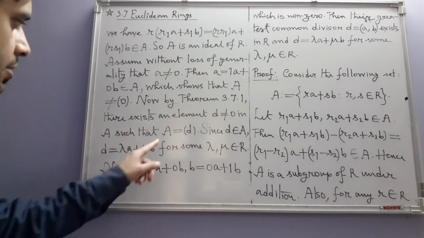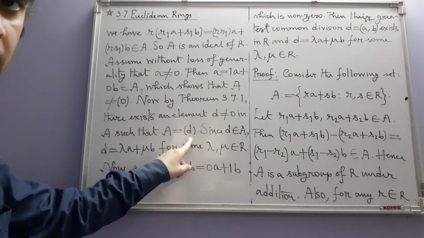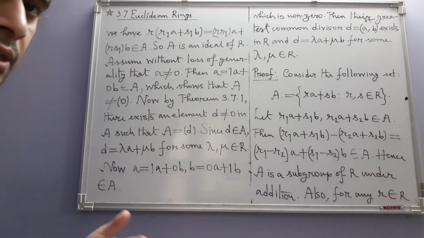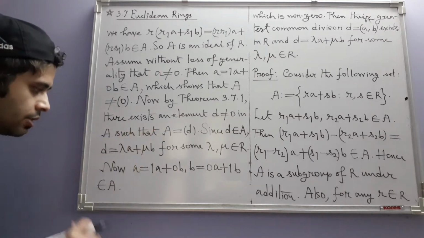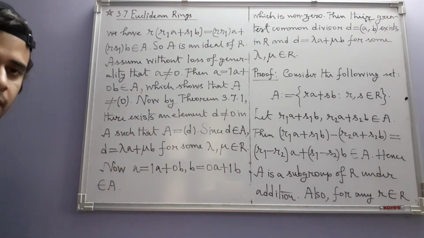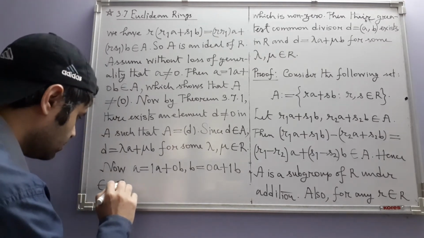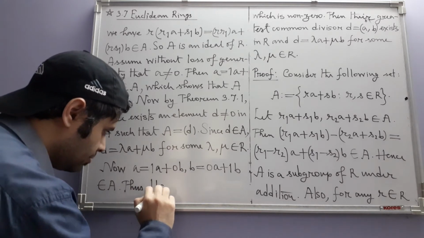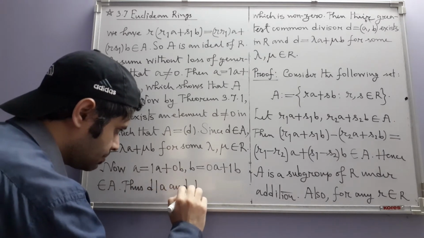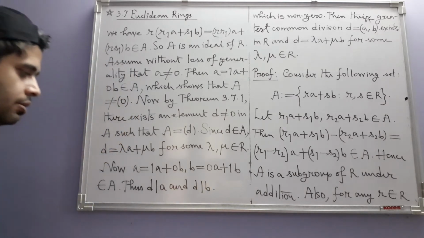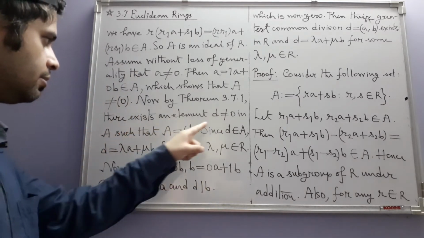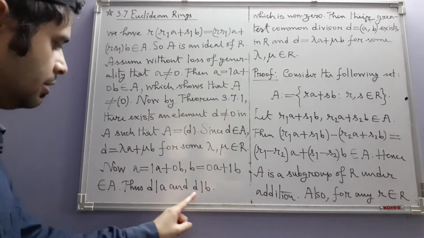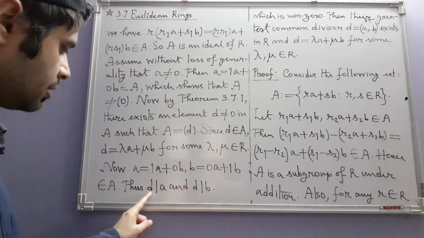Now note that since A is the principal ideal generated by D, that means every element of A is divisible by D. D divides every element of A. So in particular, D will also divide A and B. Thus, D divides A and D divides B.